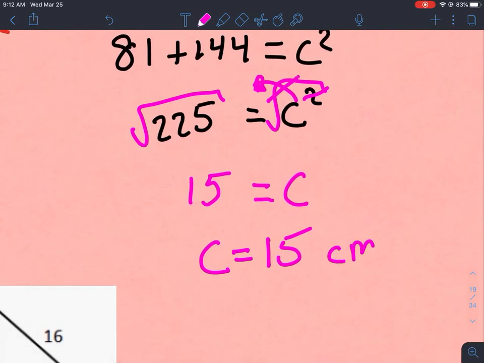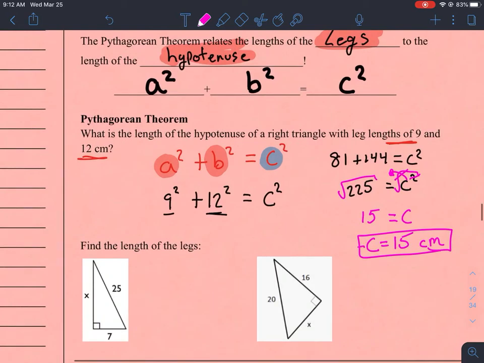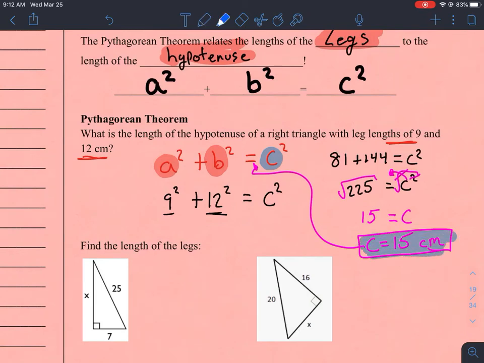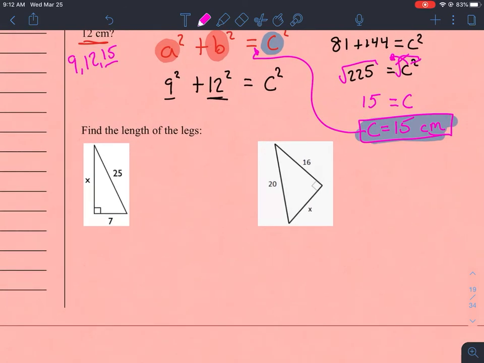So we know that the hypotenuse is going to be 15 centimeters. So you can plug it back into the equation here, and you can see that it's going to check out. You also notice that since we're talking about the hypotenuse, this is going to be the longest side. And if you had side lengths of 9, 12, and 15, you do know that that 15 is the longest side. Let's do a couple examples over here.